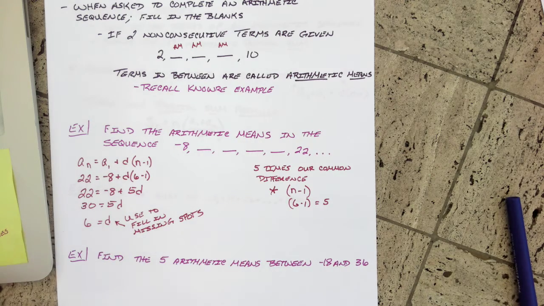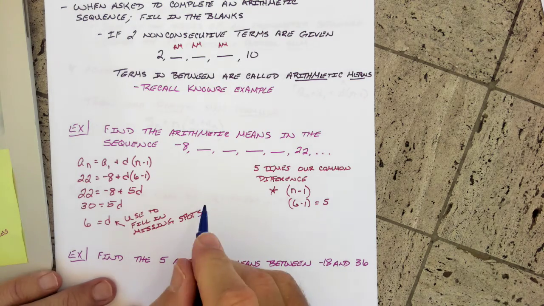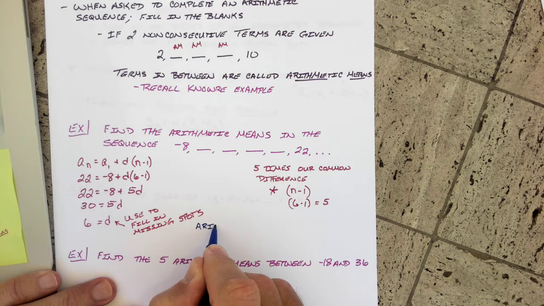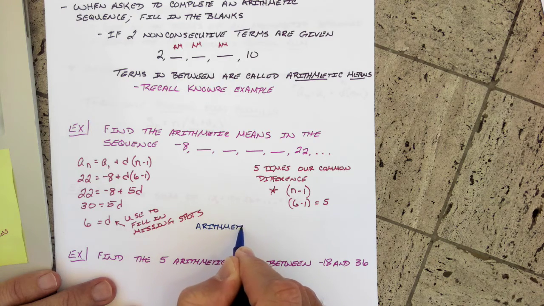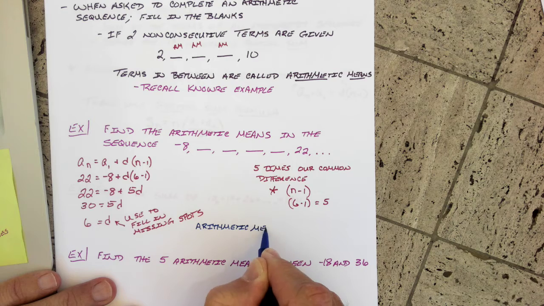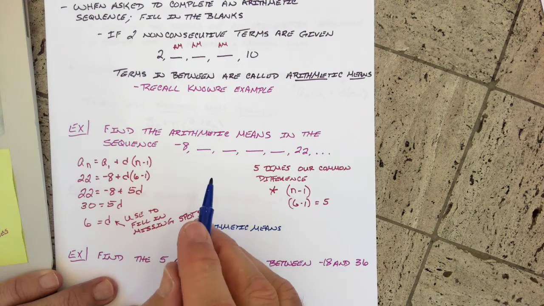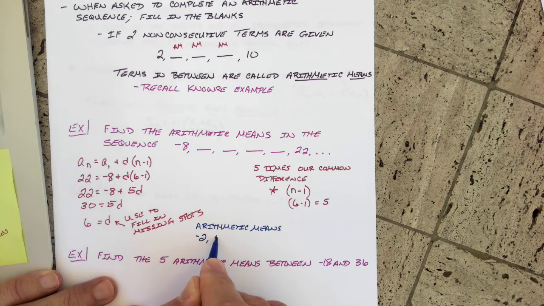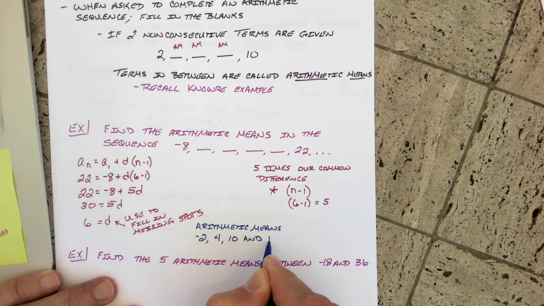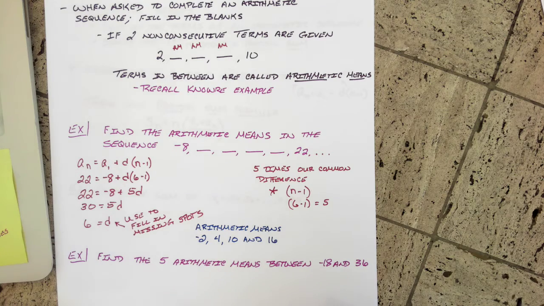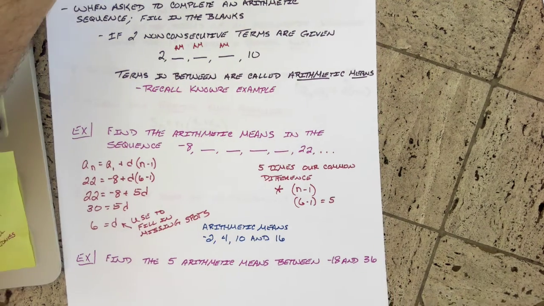So as we fill in the missing spots, our missing arithmetic means are as follows. Take 6 and add it. So we'll have a negative 2. We'll have a 4. We'll have a 10. And 16 will fill in the blanks for us. Should look somewhat familiar. You got the key phrase arithmetic mean being used with that.